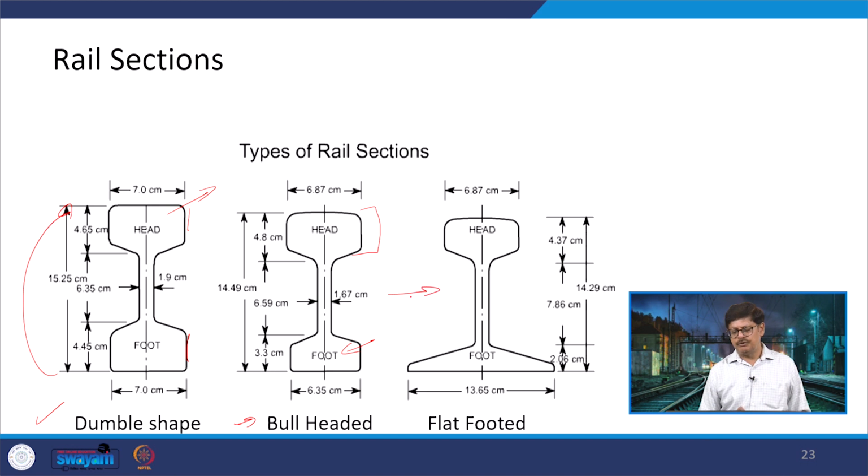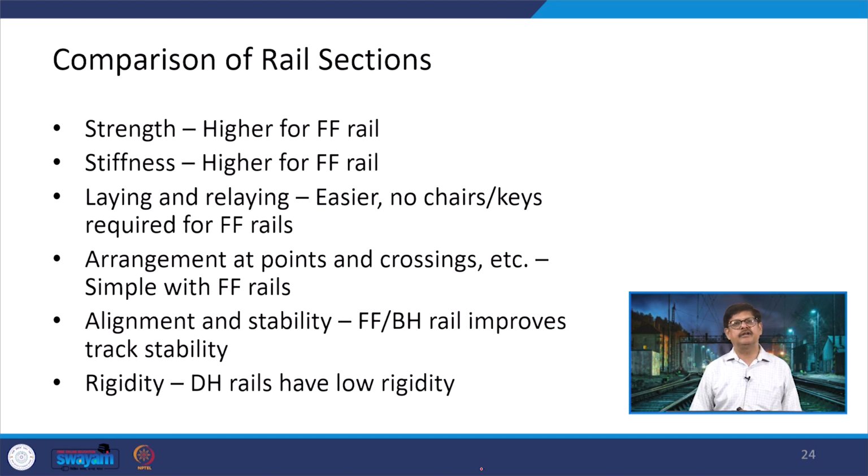The final one which came up was a flat footed rail, and this flat footed rail, as you can see here, has 136.5 mm of flat base surface. We have seen that different types of rail sections are there. They have different dimensions, they have a web and a head, and accordingly they have different dimensions for the width of the head, the depth of the head, the height of the overall rail section, etc.